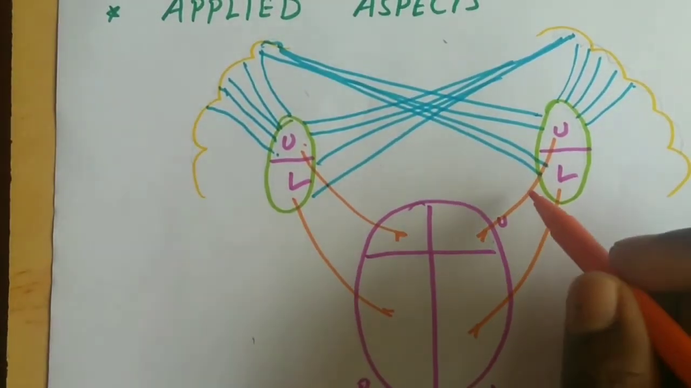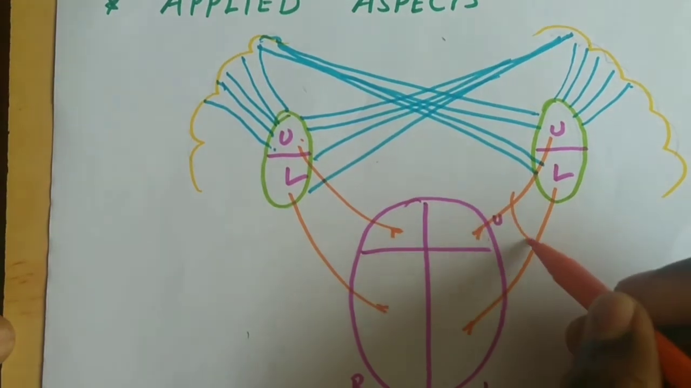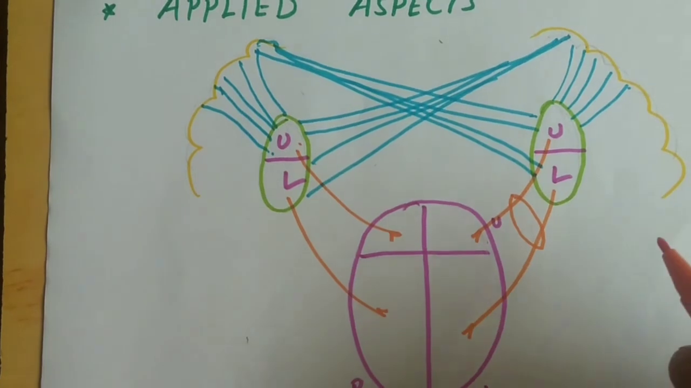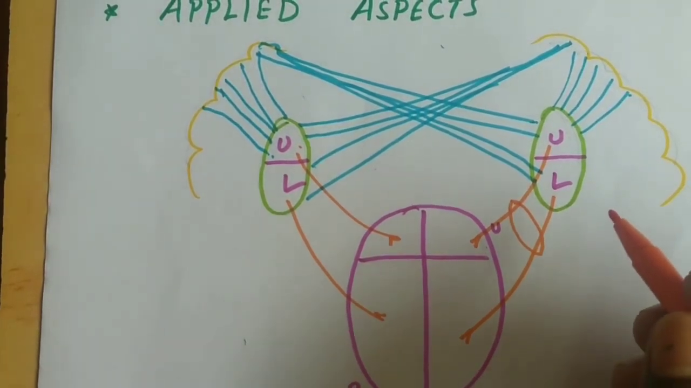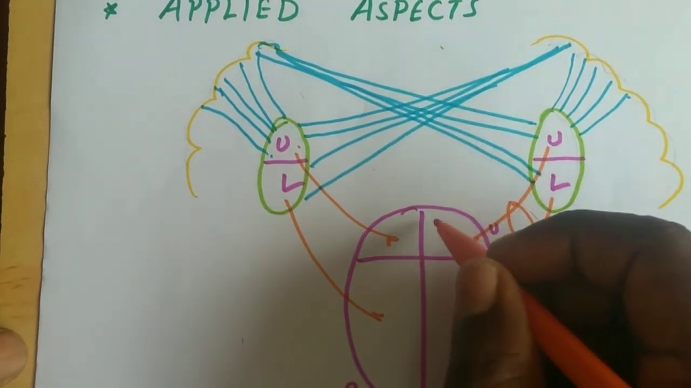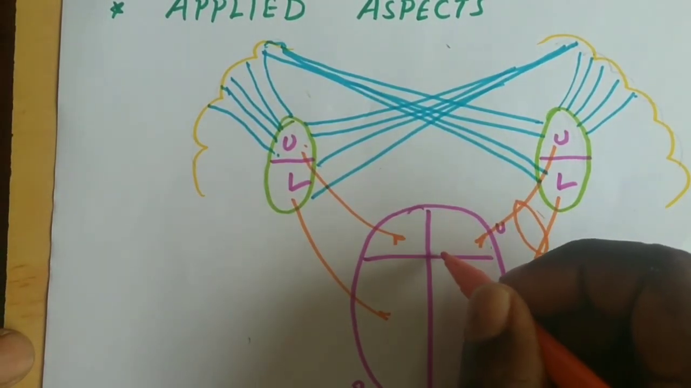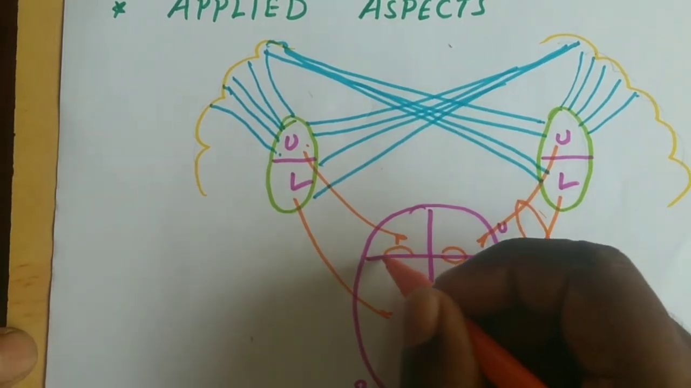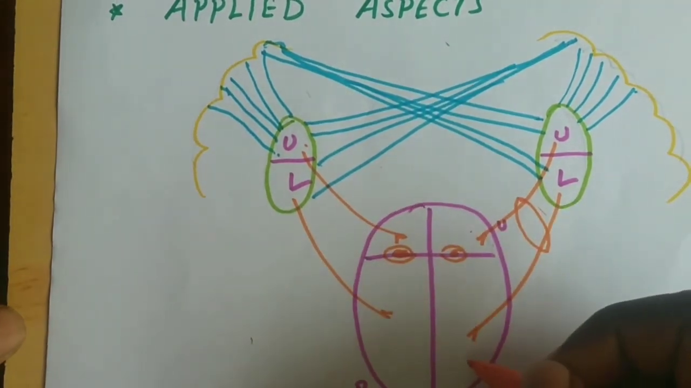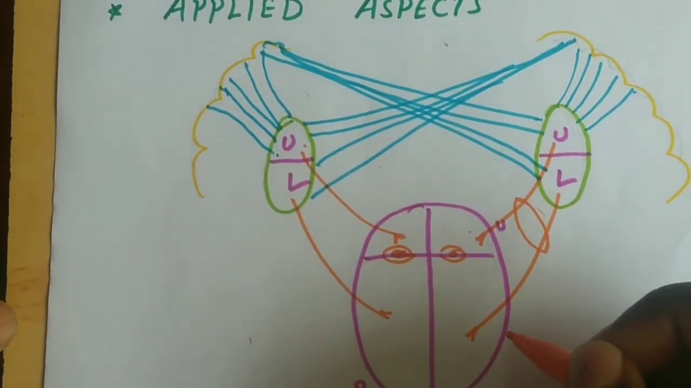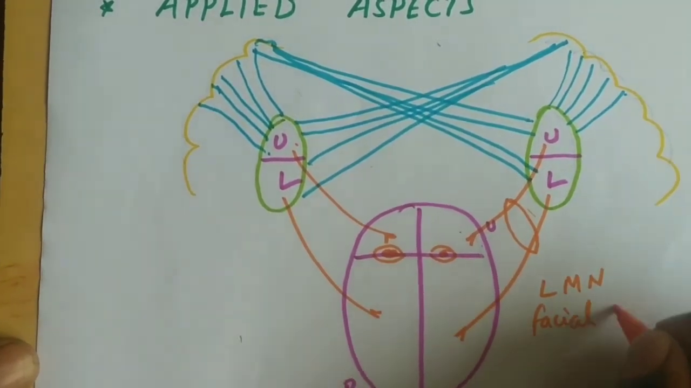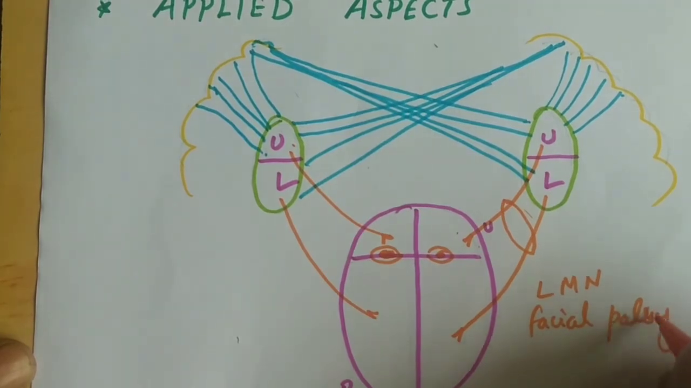Imagine in case of Bell's palsy, that means the nerve is getting damaged. This is the nerve. The nerve is getting damaged inside the middle ear, the most common place. If the nerve is compressed here, it will result in Bell's palsy. That means both the upper part and the lower part of the face on the same side are paralyzed. That is lower motor neuron facial palsy, or Bell's palsy.